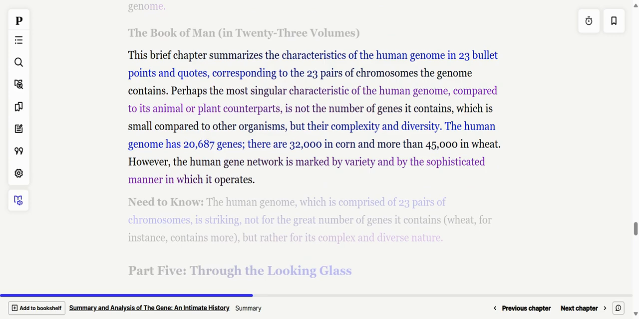Need to know: the human genome, which is comprised of 23 pairs of chromosomes, is striking, not for the great number of genes it contains. Wheat, for instance, contains more, but rather for its complex and diverse nature.